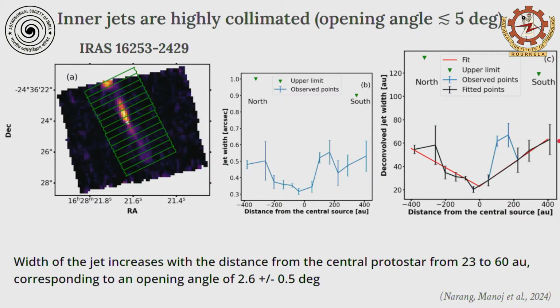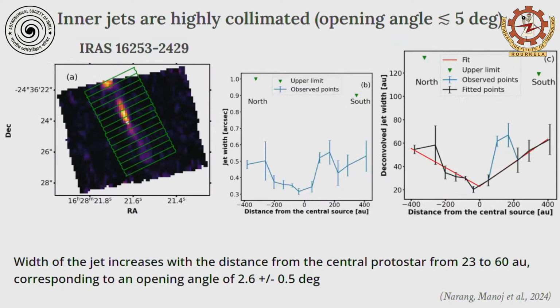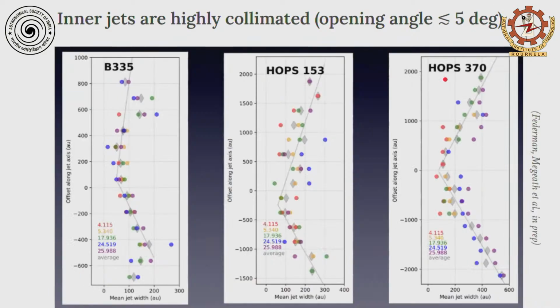Let's quantify that. What's the opening angle? The opening angle is the half angle. So if this is your flow, it is the half angle of that. Here you measure the width of the jet and plot it as a function of distance from the source, and you measure an opening angle of about 2.6 degrees or so. For the highly collimated jet, the opening angle is always less than 5 degrees, and we see this in other sources too when we measure the opening angle. For a collimated jet, it's less than 5 degrees, so it's very collimated and very compact.